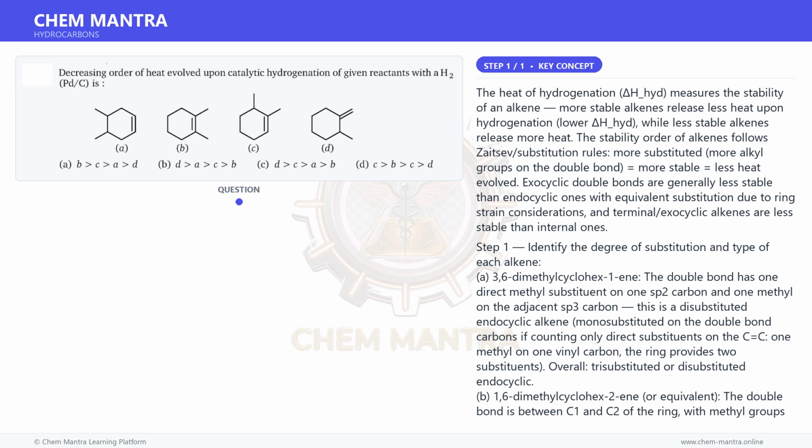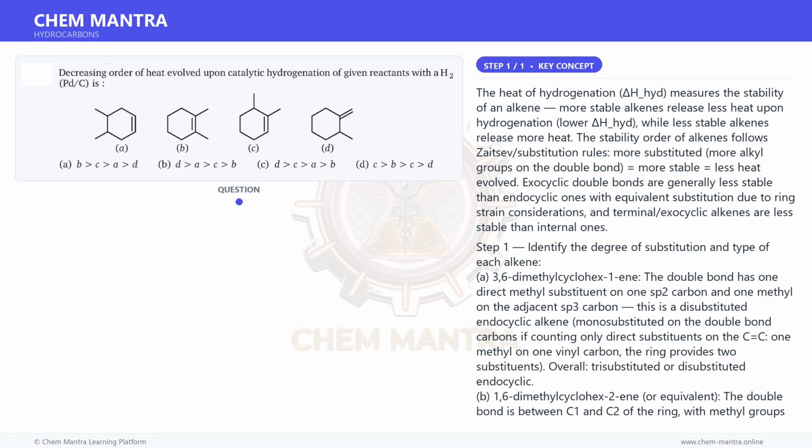A. 3,6-dimethylcyclohex-1-ene. The double bond has one direct methyl substituent on one sp2 carbon and one methyl on the adjacent sp3 carbon. This is a disubstituted endocyclic alkene, monosubstituted on the double bond carbons if counting only direct substituents on the C=C. 1 methyl on 1 vinyl carbon, the ring provides two substituents. Overall, trisubstituted or disubstituted endocyclic.